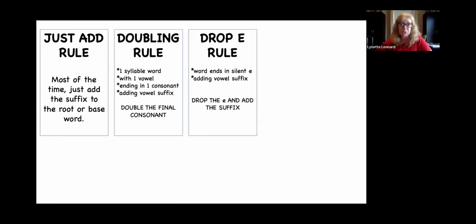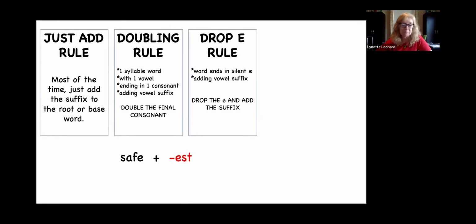The third rule is the drop E rule. This says that when a word ends in a silent E and we are adding a suffix that begins with a vowel, we usually drop that silent E and then we add the suffix. So time, when we are adding ing, we drop the E in time and then we add the ing. Please note that if we are going to take that ing off, we need to put that E back onto the word.